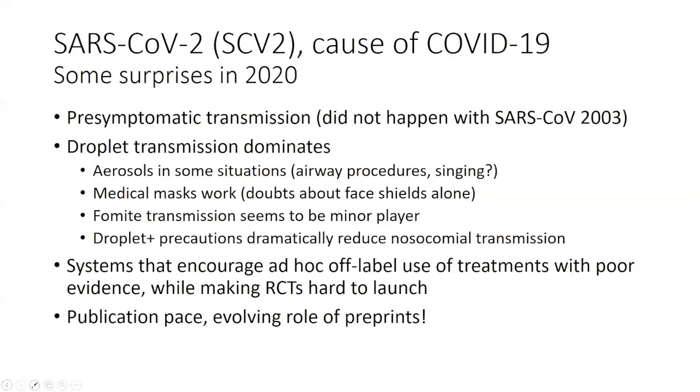We have systems that encourage ad hoc off-label use. And so one of the hallmarks of this epidemic, unfortunately, has been the ad hoc use of treatments with poor evidence. And it's too hard to do randomized clinical trials. And I think we're realizing that and thinking that as we move forward, we need to find a way to gather robust data in the context of interventions for a pandemic like this, so that we'll know how to move forward with an evidence base. And then, of course, the publication pace and the increasing role of preprints, and that will be highlighted in some of the things that I talk about.